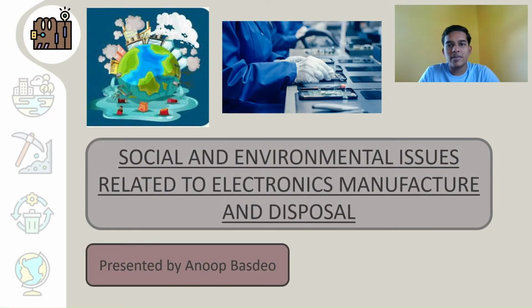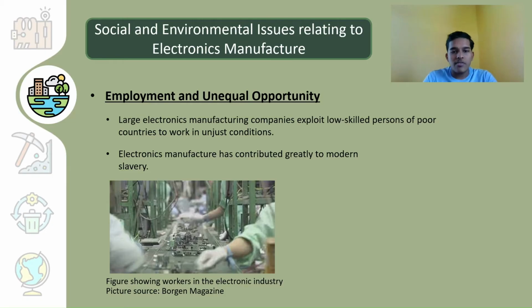Good day, my name is Anup Basdeo and I will be discussing some social and environmental issues related to electronics manufacture and disposal. The manufacture of electronics contributes to the social issue of modern slavery, when large electronic manufacturing companies exploit low-skilled workers of poor countries to work in unjust conditions, especially in gathering raw materials. A recent example where this was seen is in Malaysia in 2016.